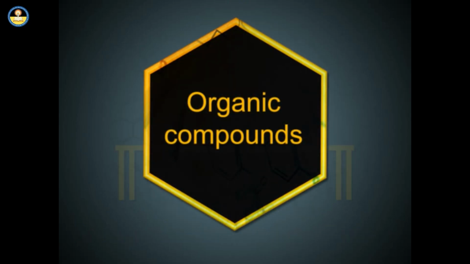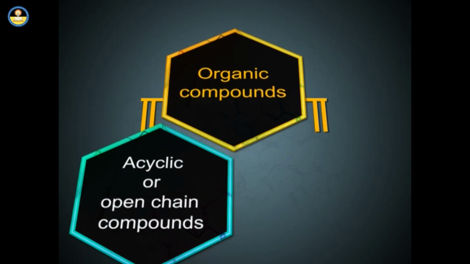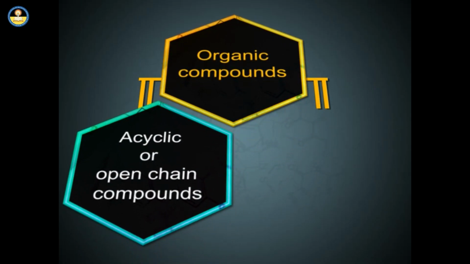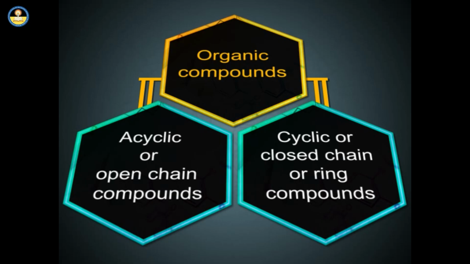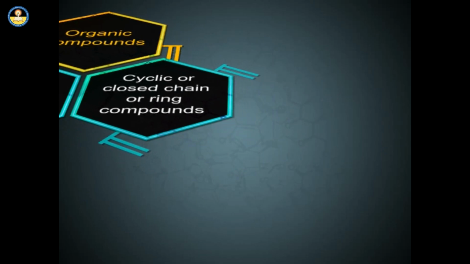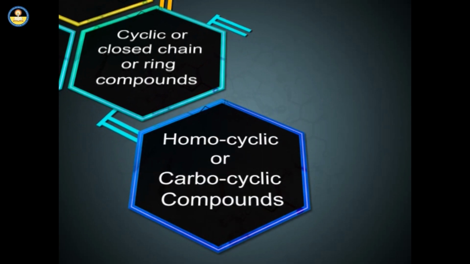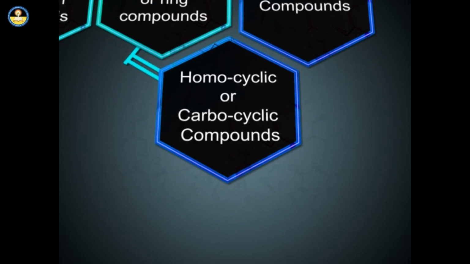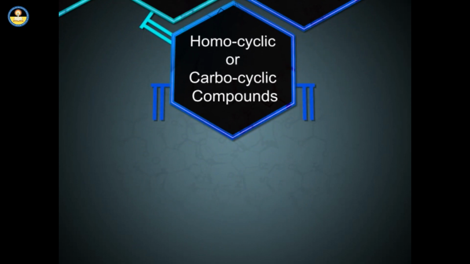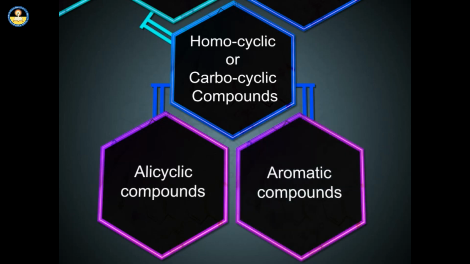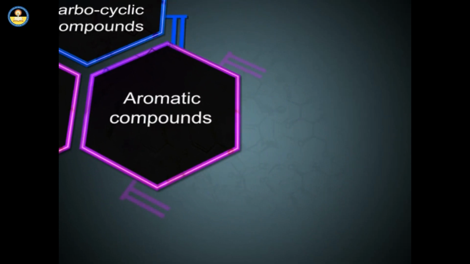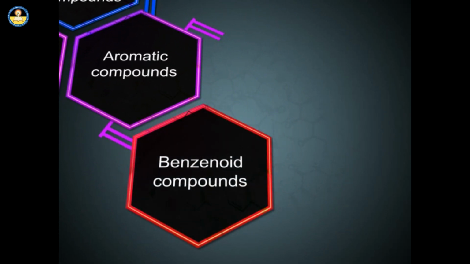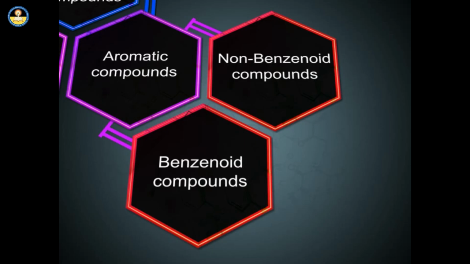Organic compounds can be divided into acyclic or open-chain compounds and cyclic or closed-chain or ring compounds. These can further be divided into homocyclic and heterocyclic compounds. Homocyclic compounds can further be divided into alicyclic and aromatic compounds. Aromatic compounds can be further divided into benzenoid and non-benzenoid compounds.